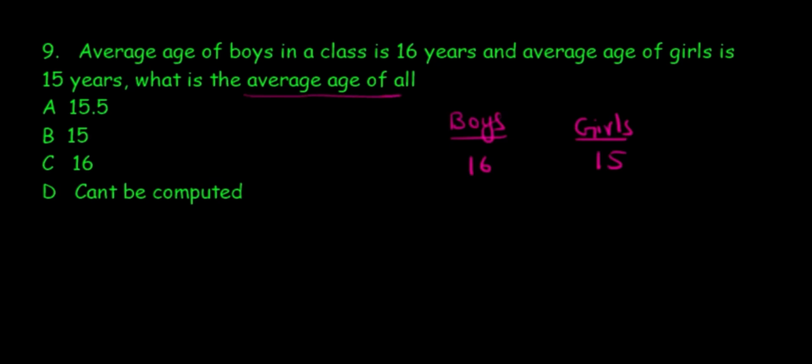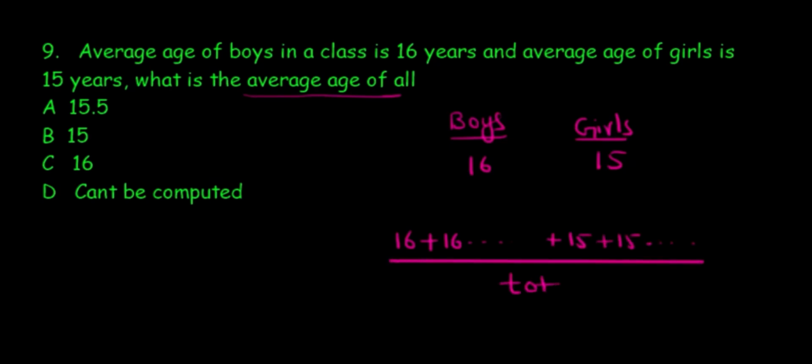So that means it should be 16 times the number of boys that we have, plus 15 times the number of girls we have, divided by the total. Should give us the average, right? The problem is they haven't given us the total. They haven't told us how many boys and how many girls there are, which is why this answer cannot be computed, or it's not possible to work it out. Oh, that was an E.